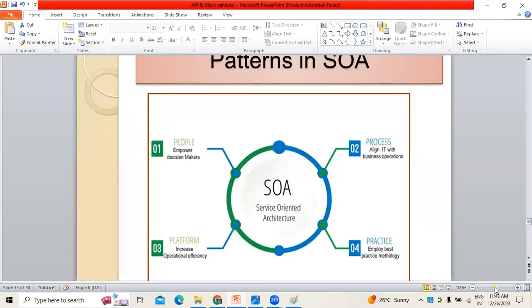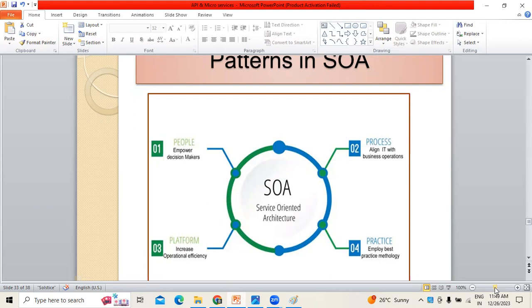So when we are talking about the patterns of service-oriented architecture, people means the technical team, I mean to say, who are responsible for taking decisions and so on. So this is point number one.